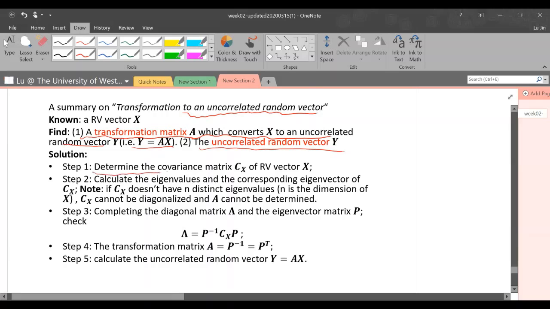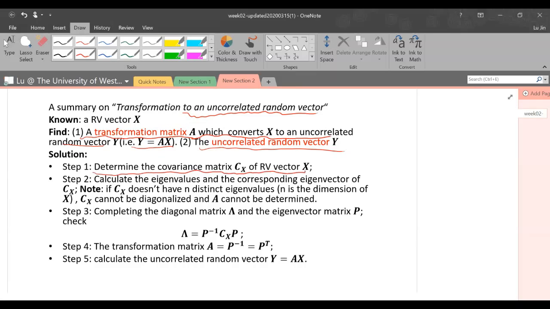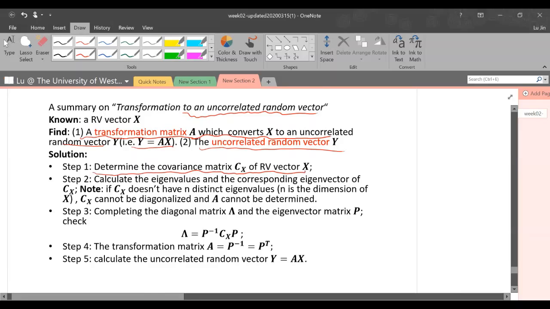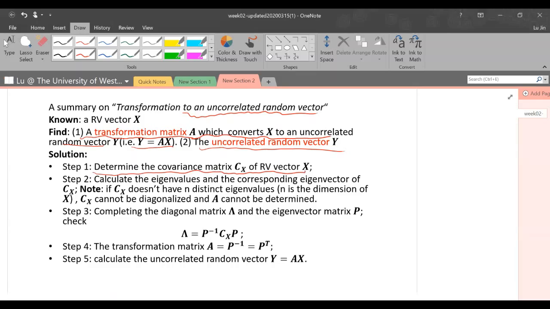Determine the covariance matrix Cx of the vector x first. Step 2, calculate the eigenvalues and the corresponding eigenvectors of the Cx. If the Cx doesn't have distinct eigenvalues, then Cx cannot be diagonalized, and A cannot be determined. So no solution. Okay. And then if you have the distinct eigenvalues, you can move on. Next one, completing the diagonal matrix of the y and the eigenvector matrix P. We need to check this one.